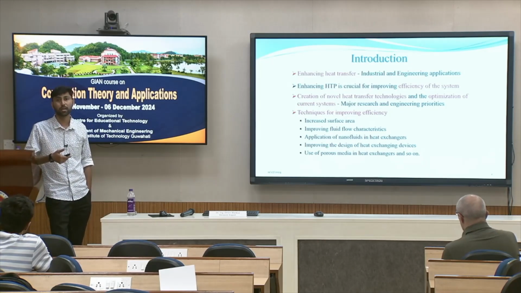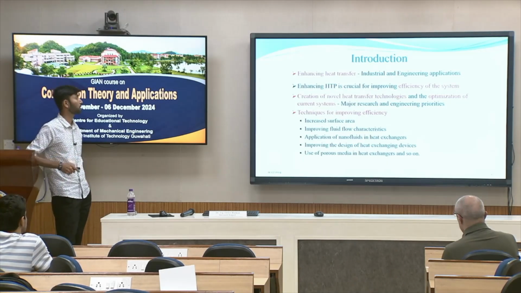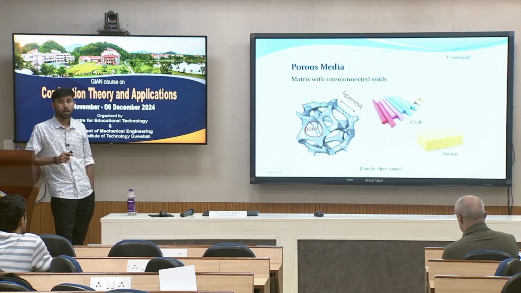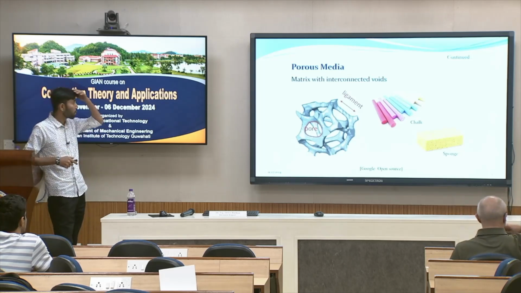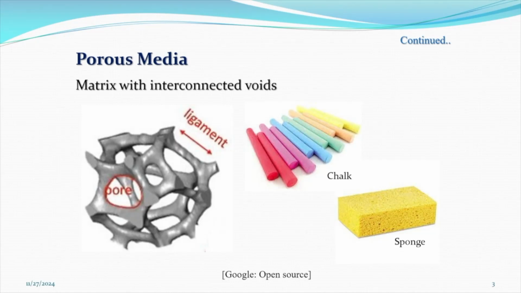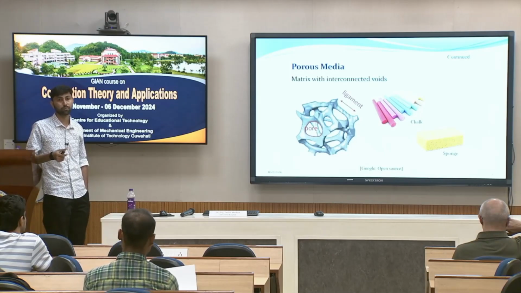So my research work is done by using porous media. So now we will see what this porous media is. Porous media is nothing but a matrix with interconnected voids. What we can see in this figure on the left side, the skeleton portion of this object, we call it a matrix, which is interconnected by voids. The path that is available for the fluid to flow, we call pores.